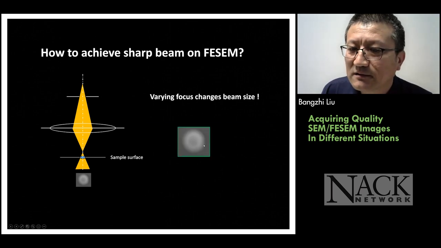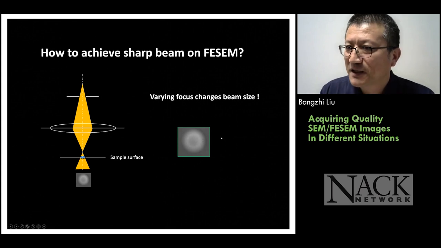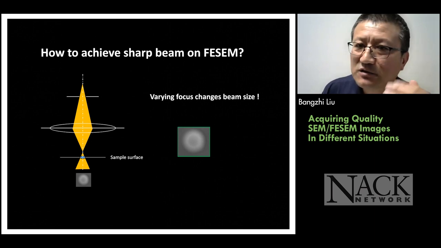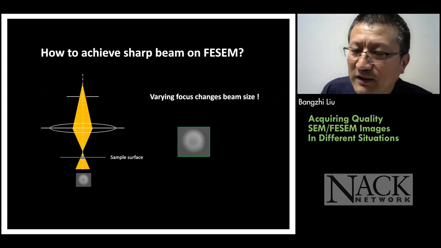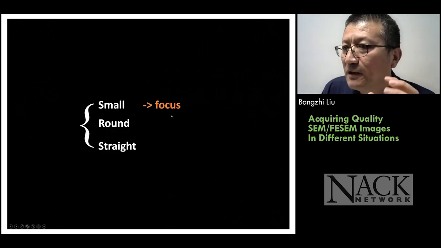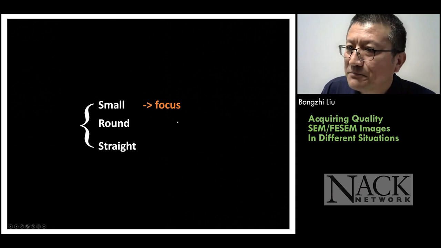When you change the focus in and out, you're going to see the image become bigger and smaller, clearer and not clear. So as a user, one thing we have to make sure of is that you always focus the beam first. Now we know that when we make a good focus, we make the beam smaller. So what about the shape of the beam?